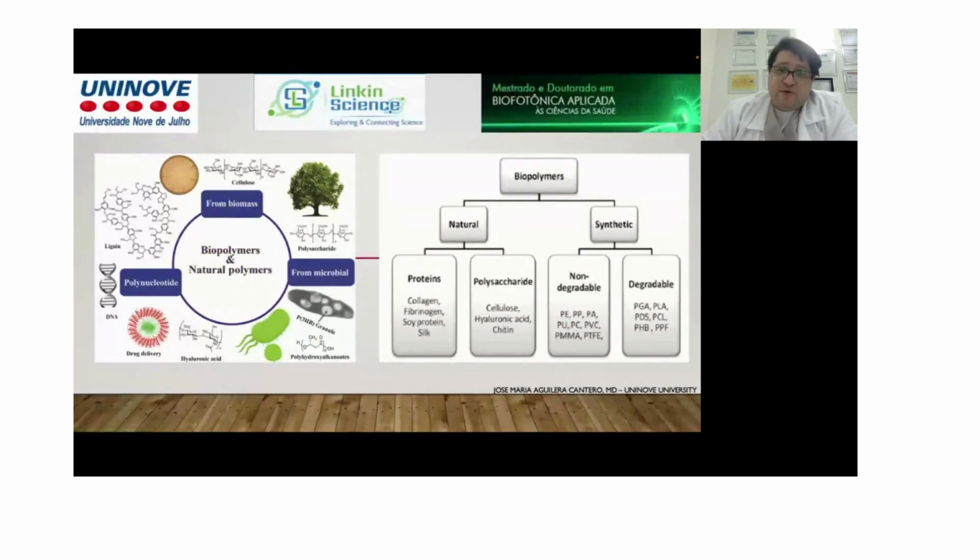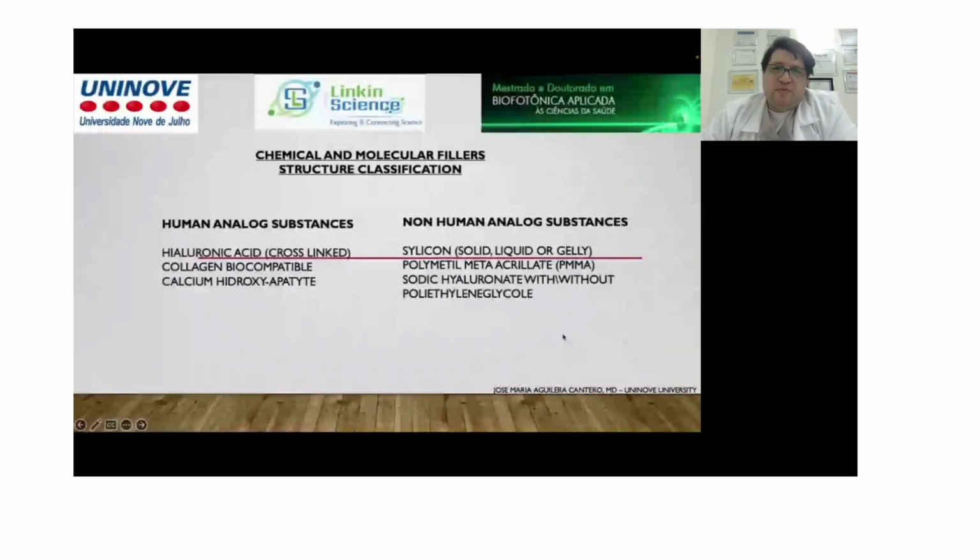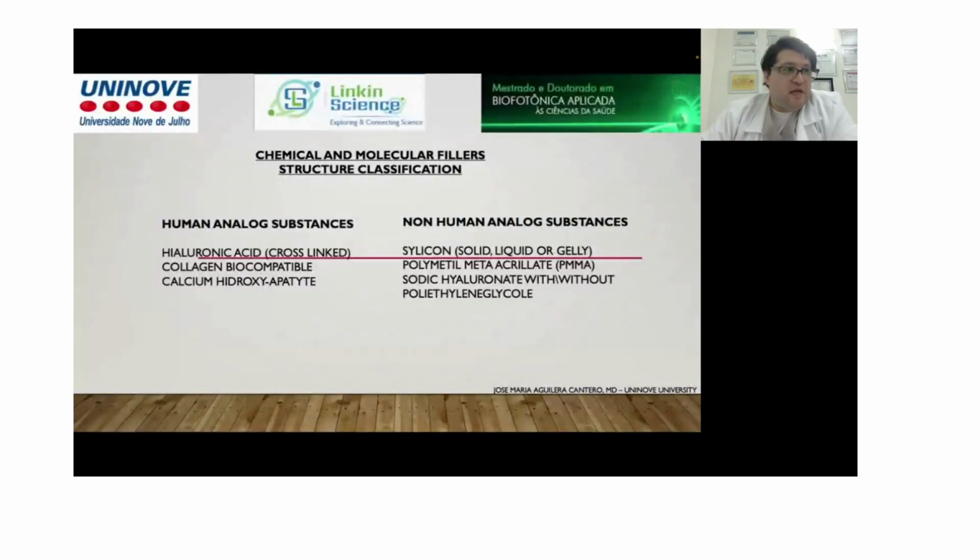The source can be natural, as the cellulose or hyaluronic acid, or synthetic, like the silicone or polymethyl methacrylate and other oil. So in order to make the scheme for this explanation even more simple, we can separate the human analog substance like hyaluronic acid, collagen, and calcium hydroxyapatite, and non-human substance like silicone, polymethyl methacrylate, sodium hyaluronate, with or without polyethylene glycol.